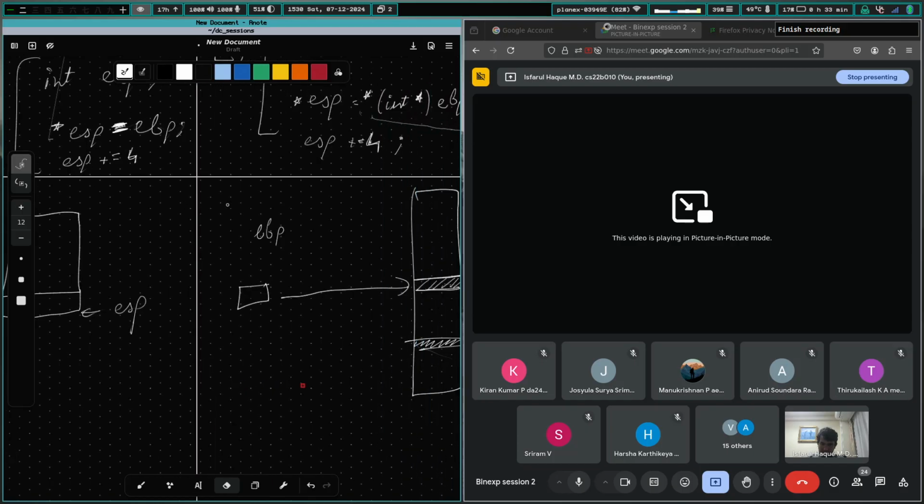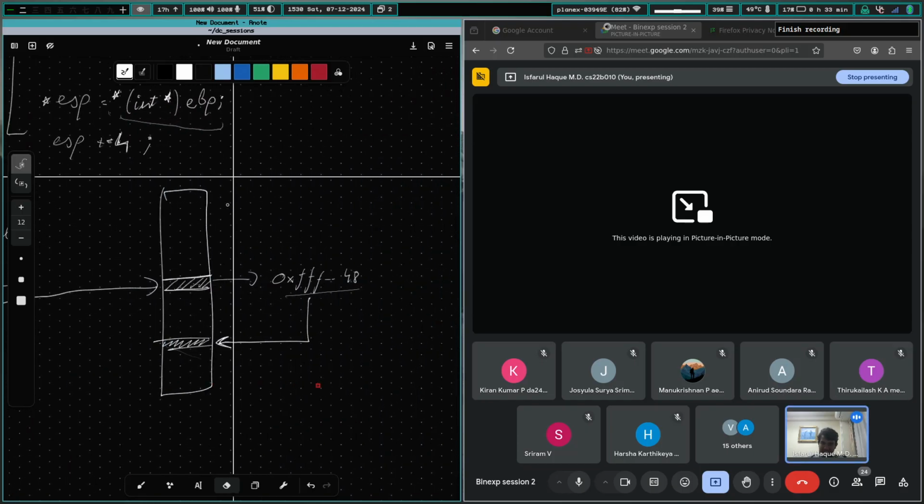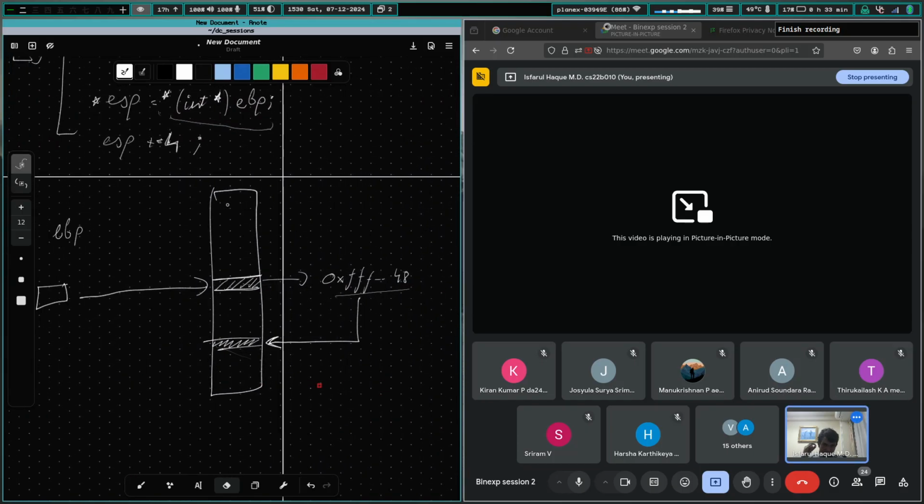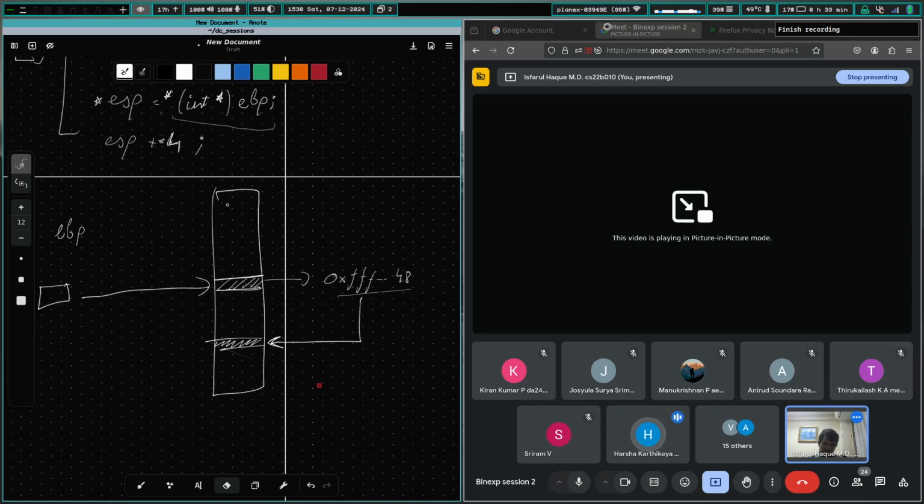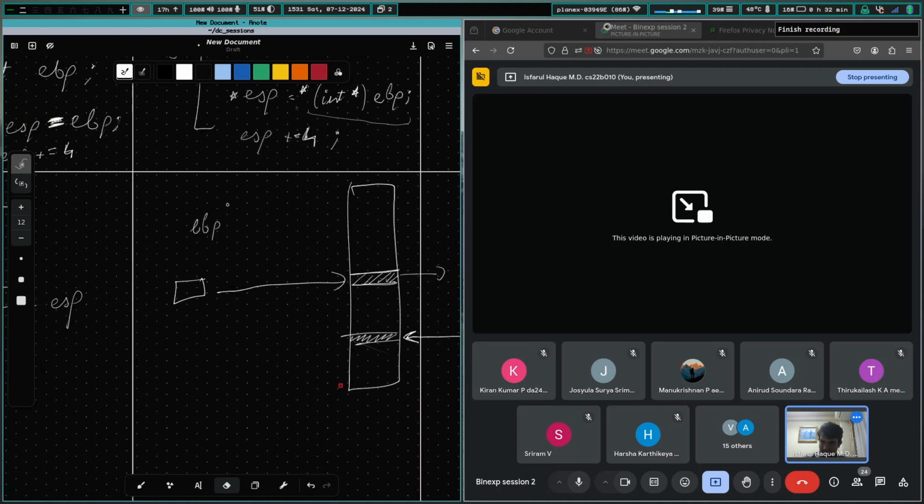Anyone else having any doubts in this? I think this diagram should make it really clear. And just one more thing. Why are you typecasting it over there by using int star? See, try dereferencing an int in an online GDB. So you have a variable int EBP. Try doing star EBP and see what the compiler tells you.